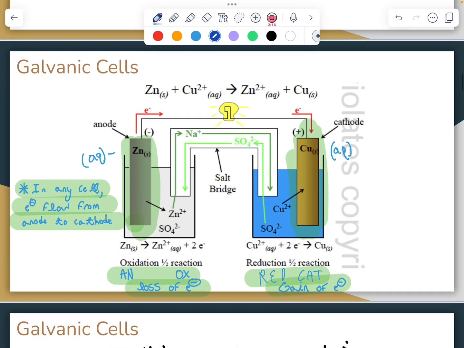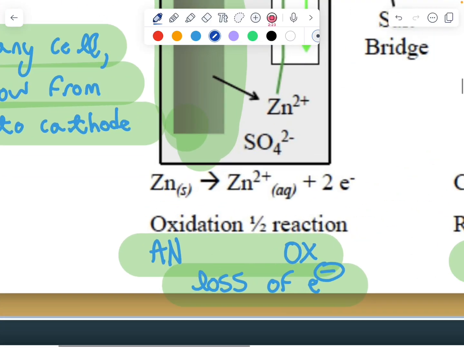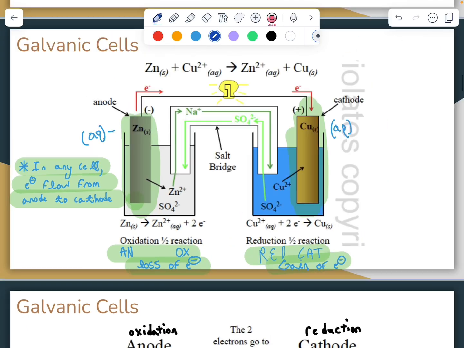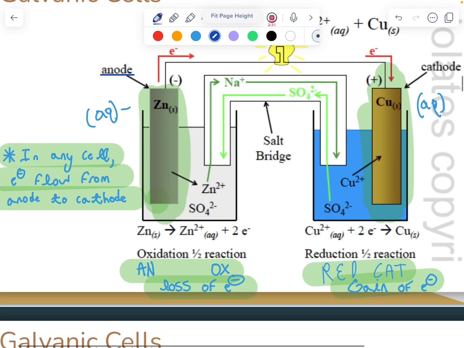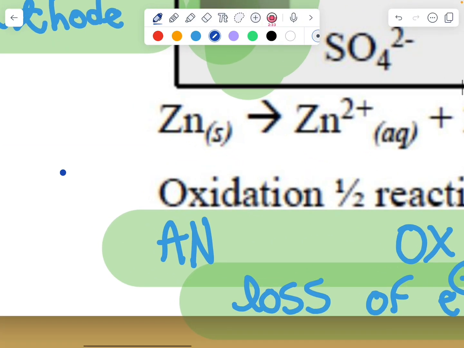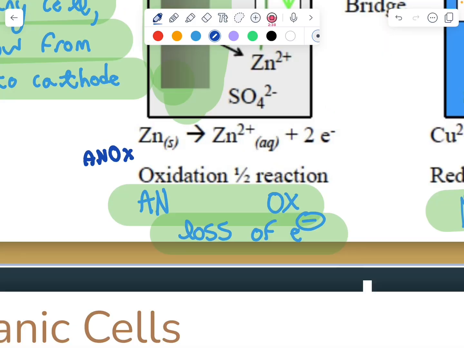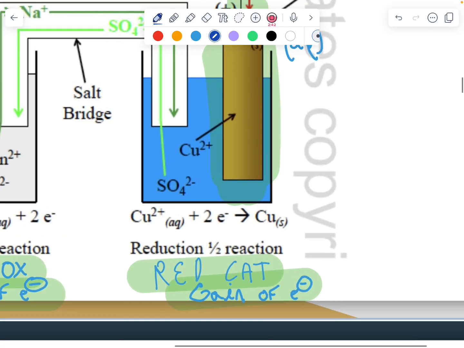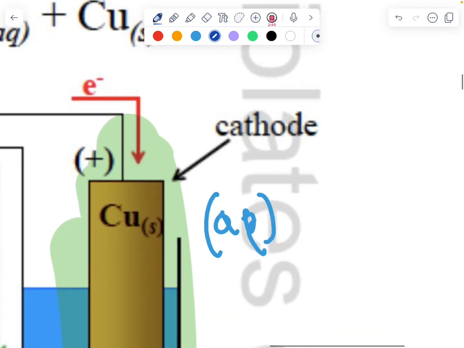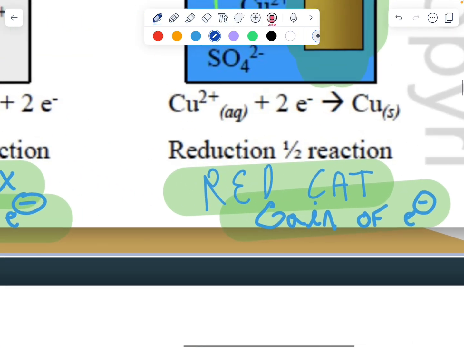So here we have a drawing of the galvanic cell, and I tried to highlight the best I could. We have the oxidation half reaction at the anode. That's what this little guy is called, the anode. And remember the abbreviation An Ox: oxidation happens at the anode. That's a loss of electrons. Then reduction happens at the cathode, which is what this guy is called. So this copper cathode. And so that's Red Cat. And that's a gain of electrons.